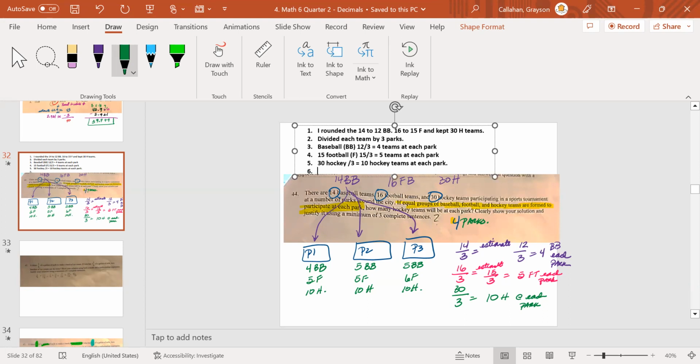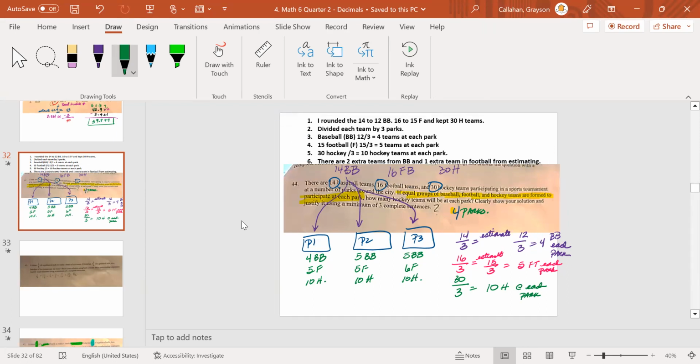Now, you can also mention that there are 2 extra teams from baseball, right? And 1 extra team in football from estimating, right? And you can reassign them back over there. You can reword it however you want, but this is basically the gist of it, okay? Okay. Do you want to take a moment and copy this down?